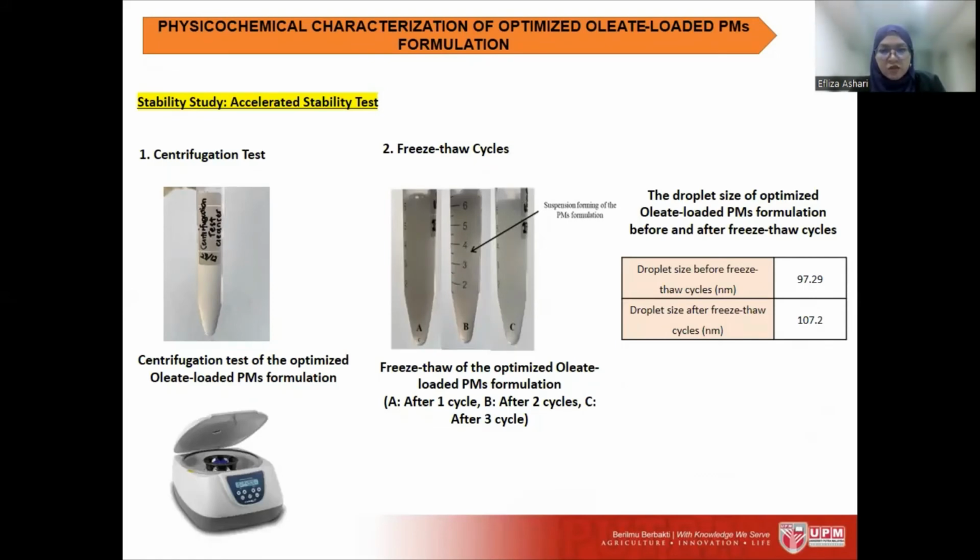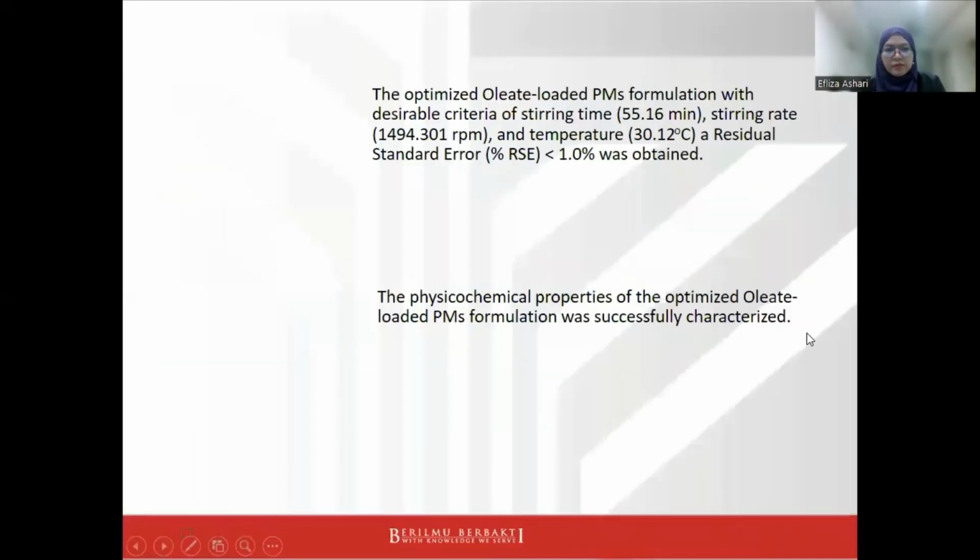And for the freeze-thaw cycles, as you can see here, we have three formulations of the optimized formulation. A is after 1 cycle, B after 2 cycles, and C after 3 cycles. So we can see here that before freeze-thaw cycles, the nano size, the droplet size, is around 97.29. After freeze-thaw it slightly increased, but it is still in nano size.